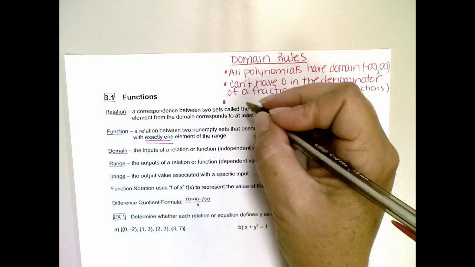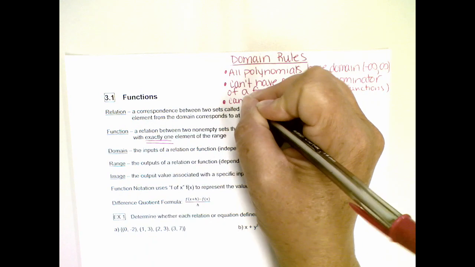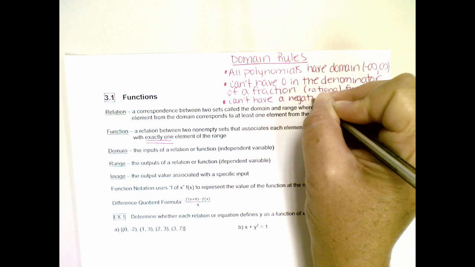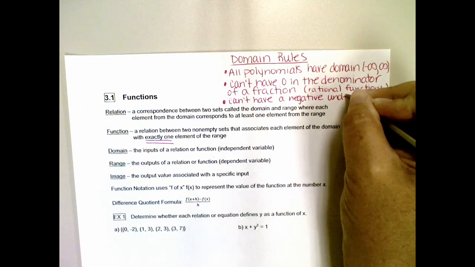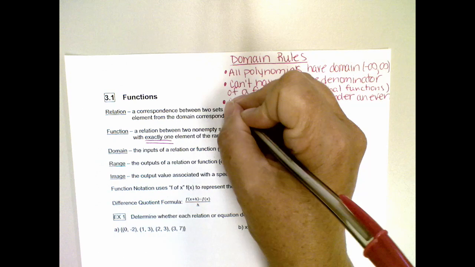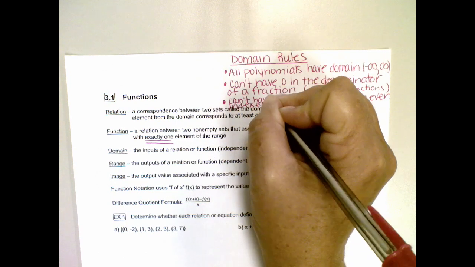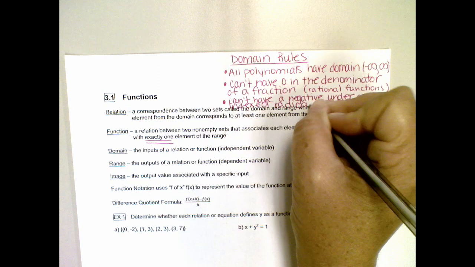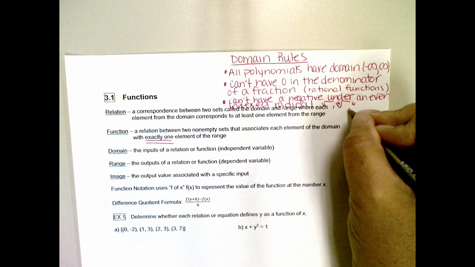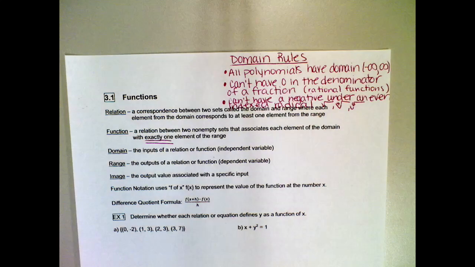Another domain rule that's important is that you can't have a negative under an even indexed radical. So square root, fourth root, sixth root. If the index is even, you can't have a negative underneath there. Obviously, square root is the most popular, but for any type of even radical, that rule would apply.